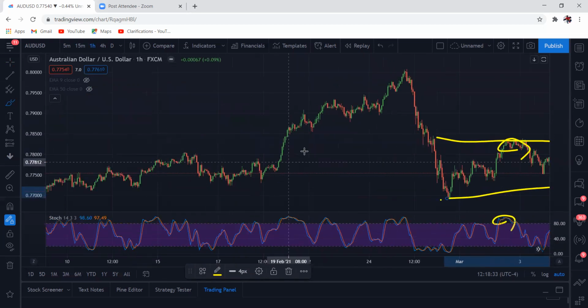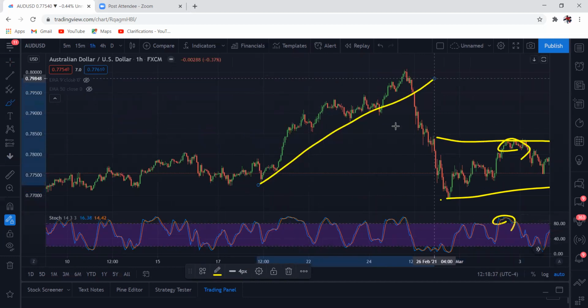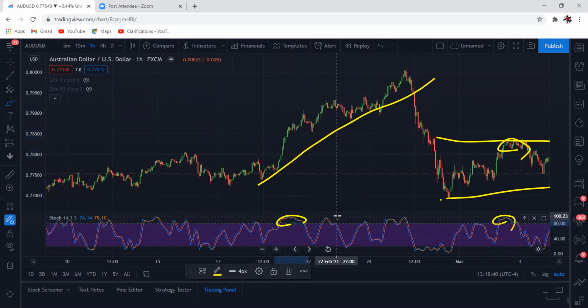So again, you never want to really rely on this indicator when you're in a trending market because it will screw you up, right? Look at that, look at that, look at that.